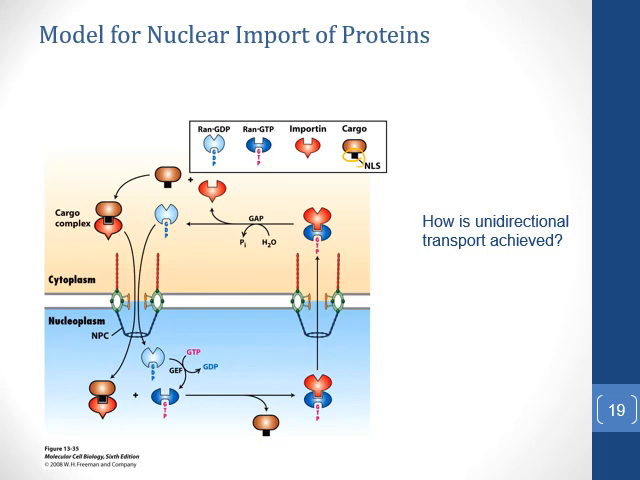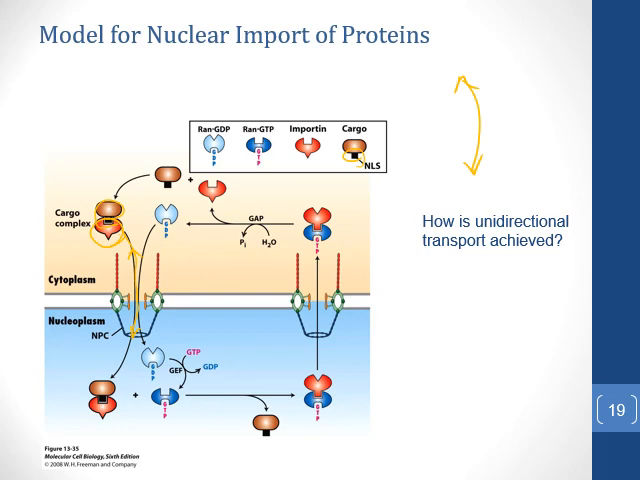Now, we need to ask a really important question. How is unidirectional transport achieved? Now, what do we mean by this? Remember I showed you on the other slide that there's actually a double-headed arrow. Let's think about it like this. Here's your cargo complex. You've got importin and you've got your cargo. So it can move this way, but it can also move this way. It can go both ways. In other words, there's nothing really driving it to the inside of the nucleus, except for one thing, as we'll see.